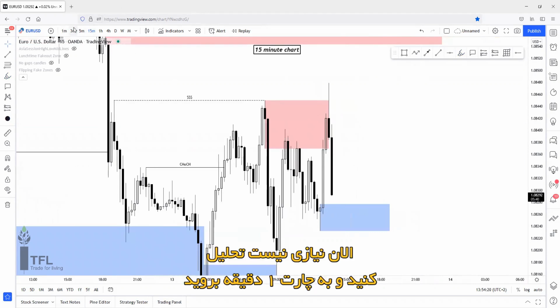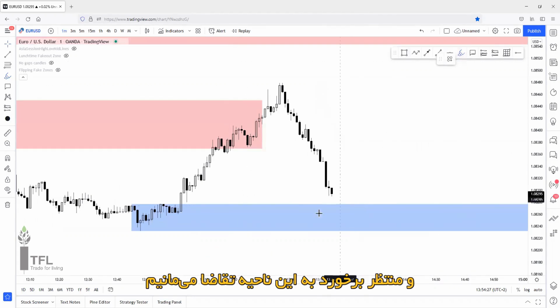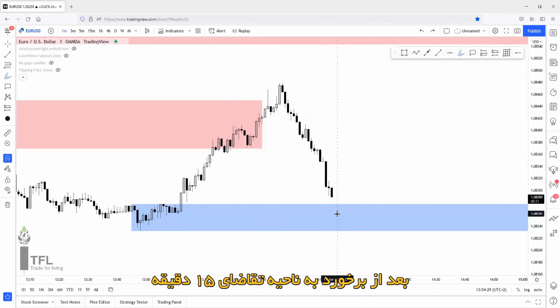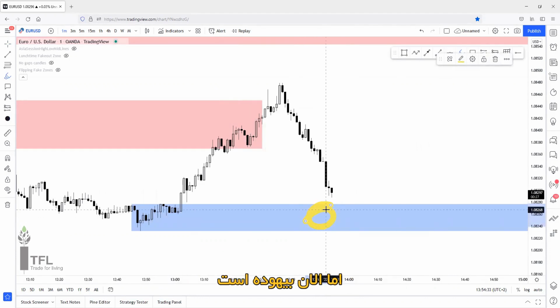And it's not really necessary to take a look at the 1-minute chart and do an analysis on it, because news will be released. We are waiting for this 15-minute zone to be tapped. After the 15-minute zone tap has happened, we'll be able to make our 1-minute markups. But right now, it's pointless, right?